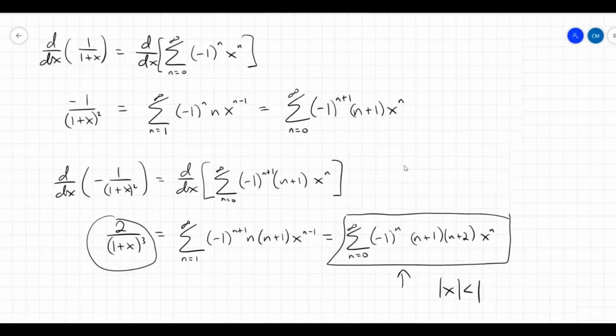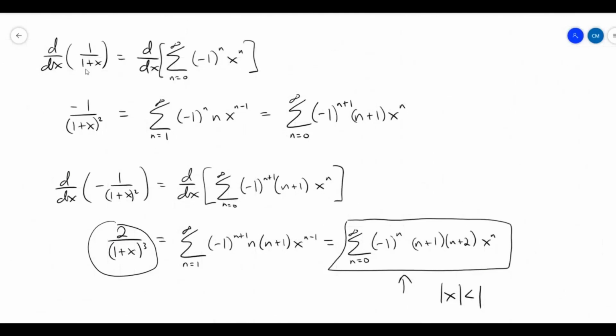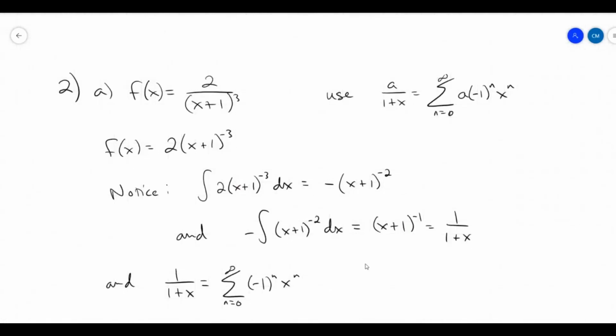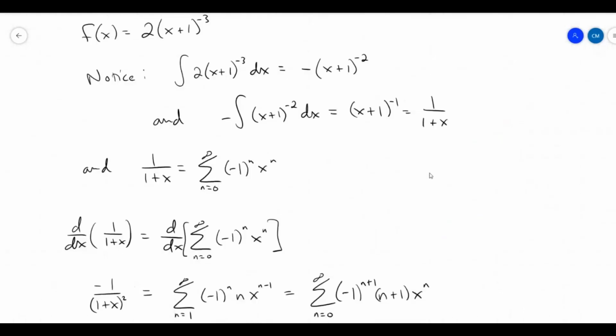What did we do? Just to review, we wanted to find a power series representation for 2 over (x plus 1) to the third power, right? And in order to do that, we had to integrate the function 2 times. Integrating twice brought us to this point where we can now finally use this formula here. And then we wrote the power series for that. So that's this step right here.